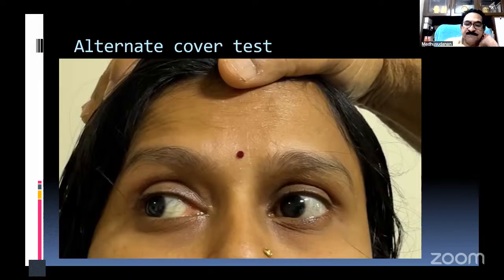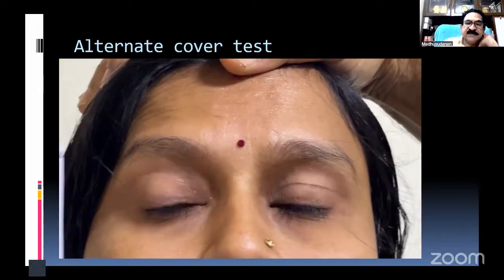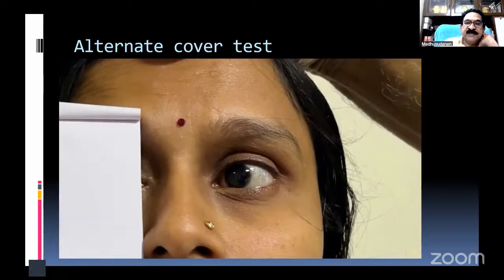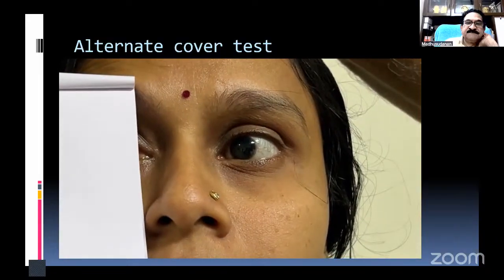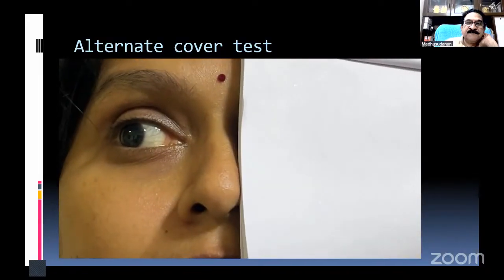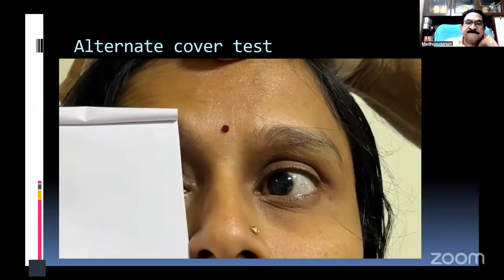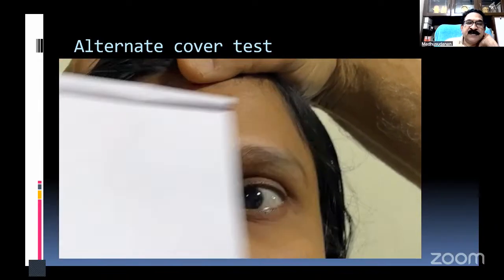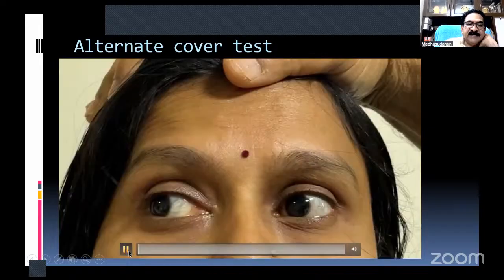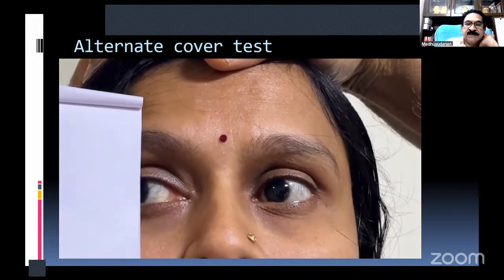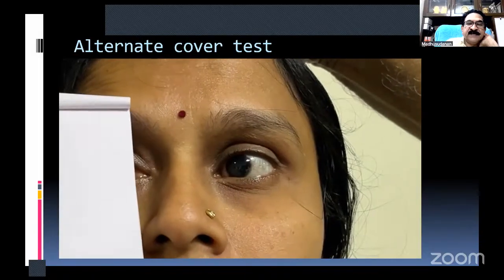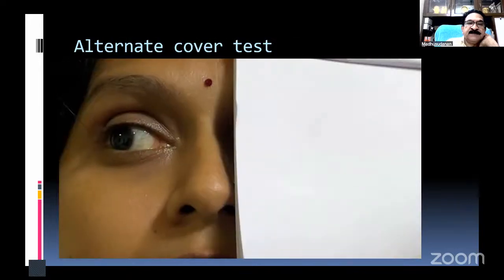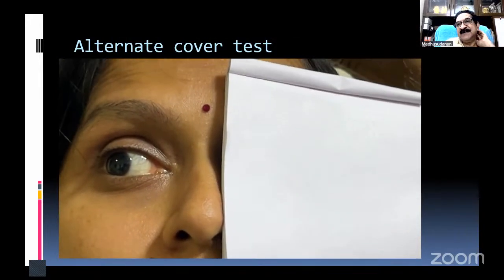And let us see what is happening now. Again, I shifted the cover. Look at the left eye. Again, no deviation. If at all mild deviation, the right eye moves medially. I'll show it once again. Look at the right eye. When you cover the right eye, nothing is happening to the left eye. See now covering the left eye. Now shifting the cover, see mild adduction of the left eye on the right side.